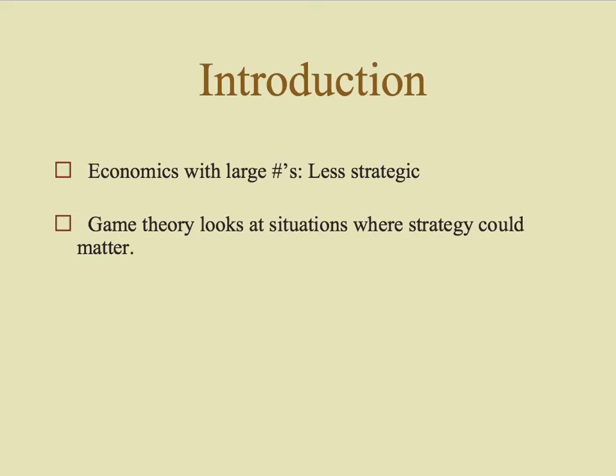etc., and outcomes don't rely on strategy. Think of your perfect competition model where you have a large number of firms. There's not a lot of strategic behavior happening there. You're taking things like price as given and quantities as given based on your cost structures. There's not a lot of strategy that we can rely on. Game theory is looking at these situations where strategy could matter a great deal more.